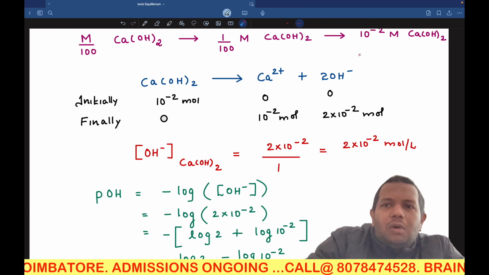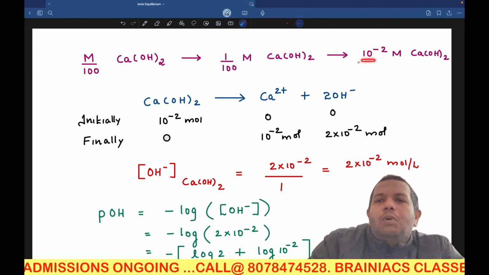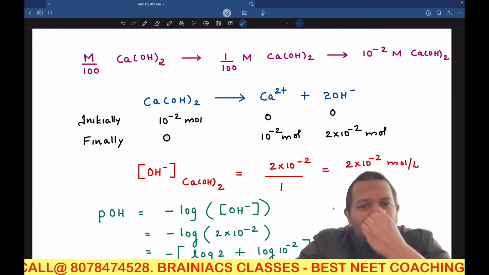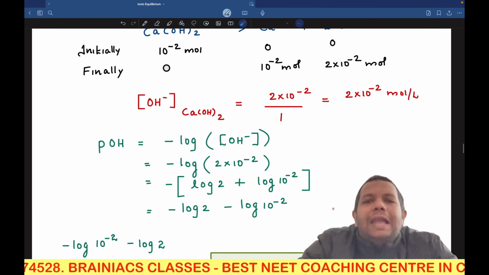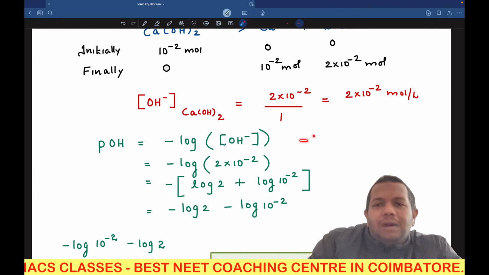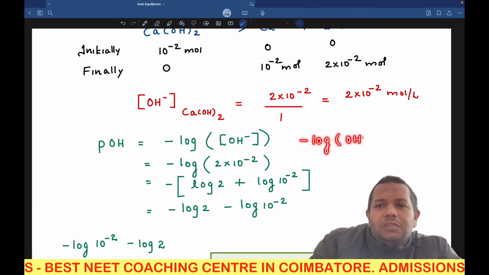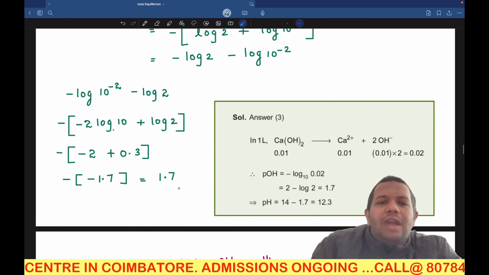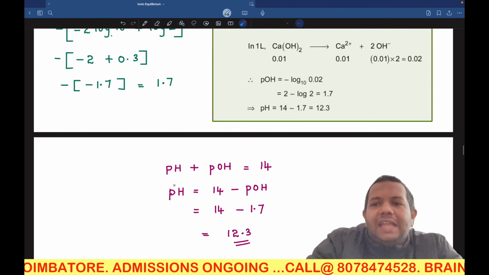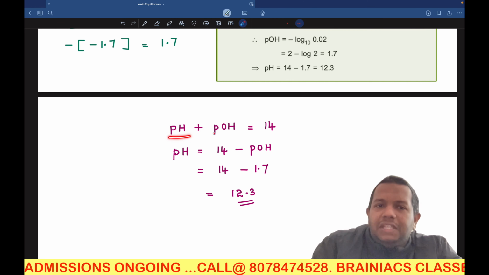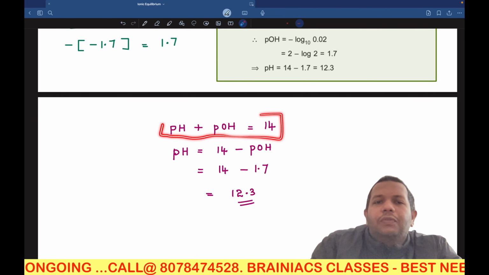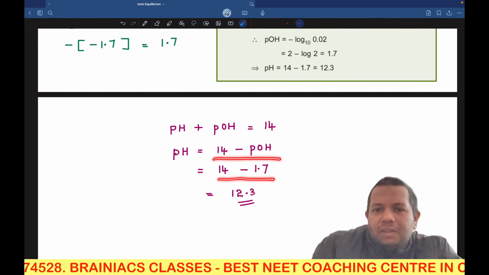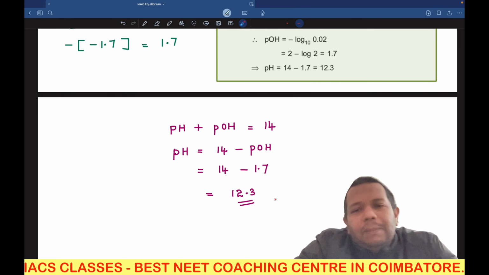Dividing by volume, that is 1 liter, how is it coming? Because 10 power minus 2 molar is defined as 10 power minus 2 mole present in 1 liter solution. So we know the volume is 1, and 2 into 10 power minus 2 is the OH minus ion concentration. Calculate pOH: pOH is nothing but minus log of OH minus ion concentration. Substitute there and get the value as 1.7. We know that pH with pOH on the entire scale is 14, so from that I calculate pH. pH is 14 minus pOH, that is 14 minus 1.7, that is 12.3. It is directly present in the answer.